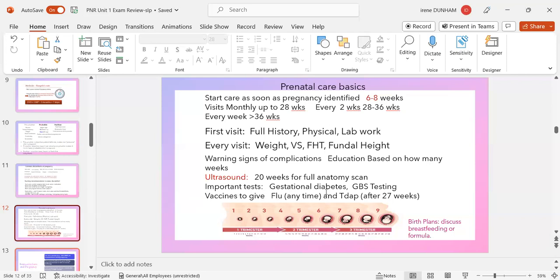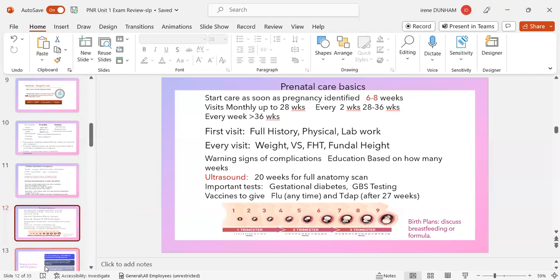And then remember our vaccines. The flu vaccine can be given, and the Tdap, that's given after 27 weeks. You do not give a live virus to a pregnant woman, such as rubella. So rubella is never given to a pregnant woman. If she's not immune, you don't give it during the pregnancy. You wait till after the pregnancy, and you can give it then. And she can breastfeed with that, but you can never give a live virus to a pregnant woman. Okay.